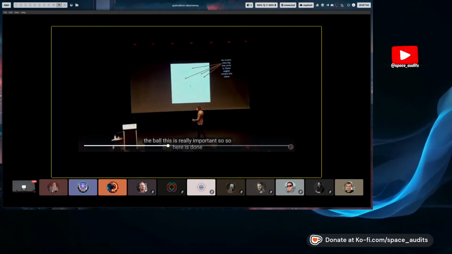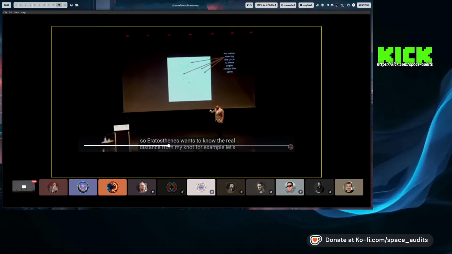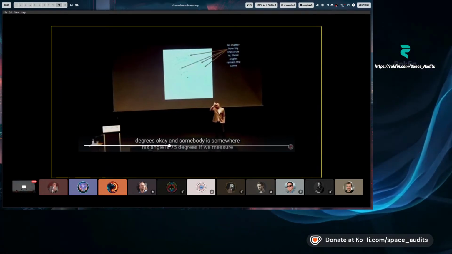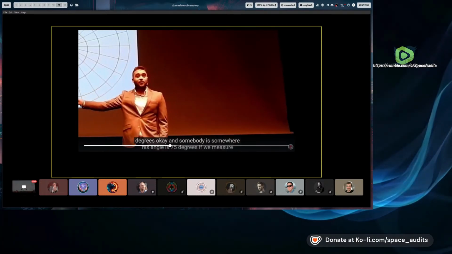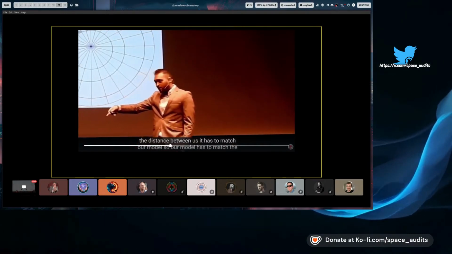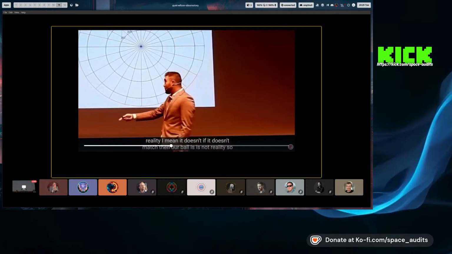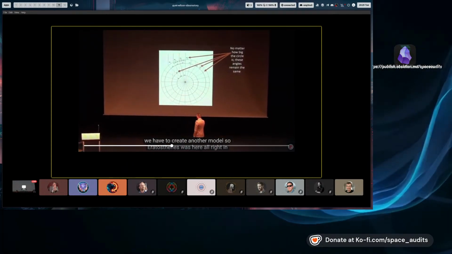This is really important. So Eratosthenes wants to know the real distance. For example, let's say I am here and the angle of elevation is 90 degrees, okay? And somebody is somewhere, and his angle is 75 degrees. If we measure the distance between us, it has to match our model. So our model has to match the reality. I mean, if it doesn't match, then our ball is not reality. So we have to create another model.